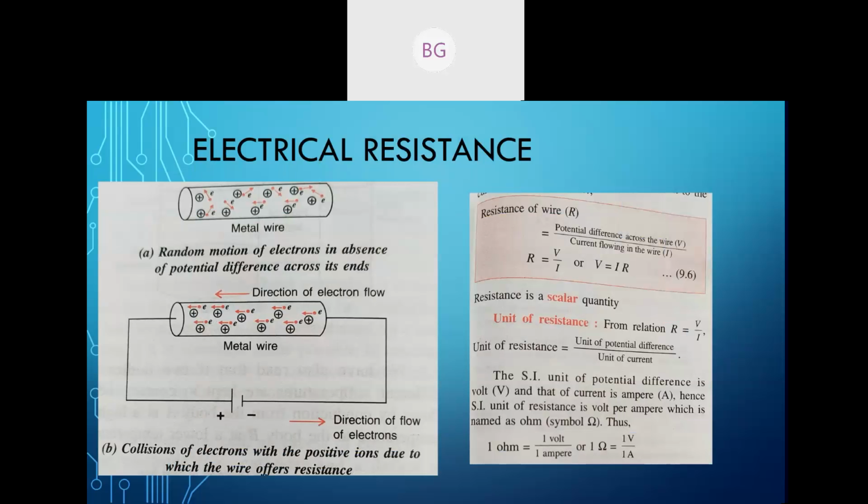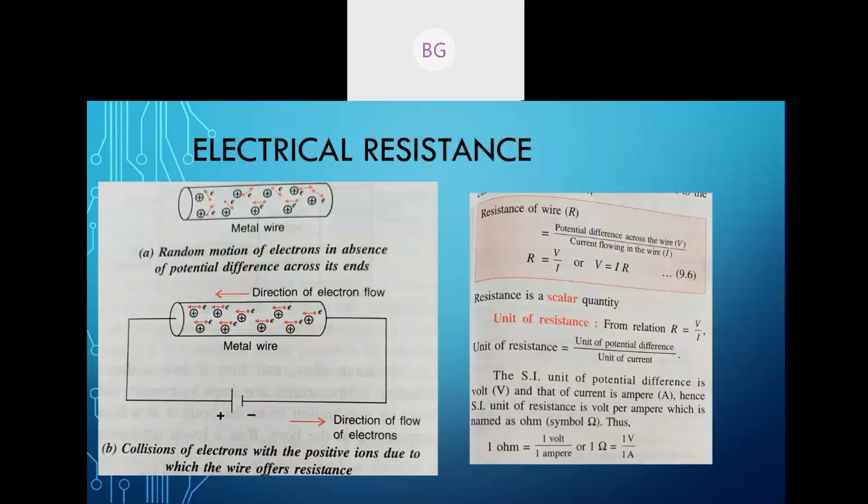Now, as you can see in this figure on the screen, we have a metal wire. Now, inside the wire, what do we have? The wire is made up of molecules, and molecules have electrons and protons.